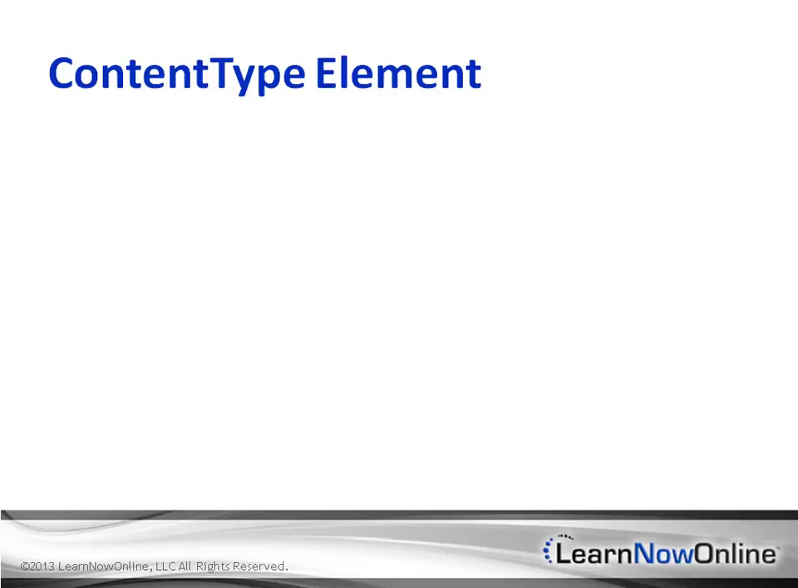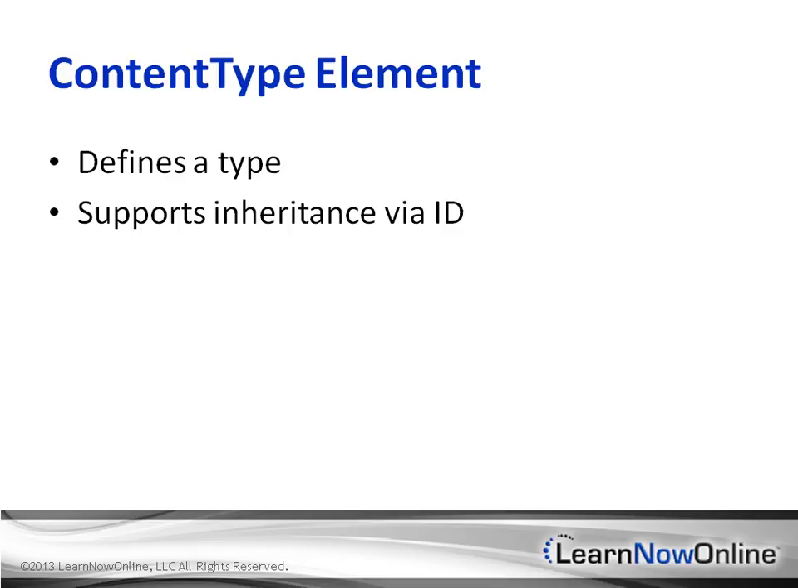The content type element defines a complete type that's basically like a class in programming constructs. So like in C#, you would have a class, an object-oriented programming class. That's what the content type is. And also like classes, content types support a form of inheritance. So they're a type and they support inheritance, but the way they do it is via the ID attribute.